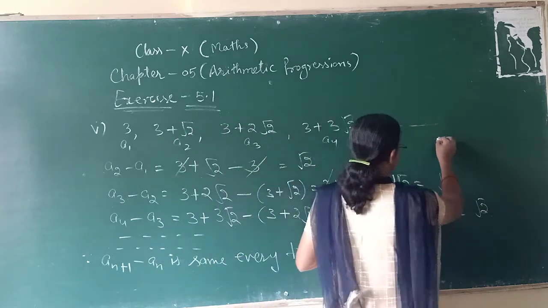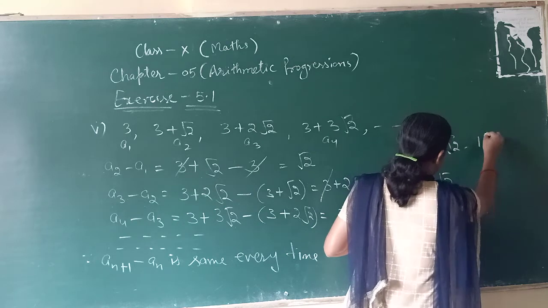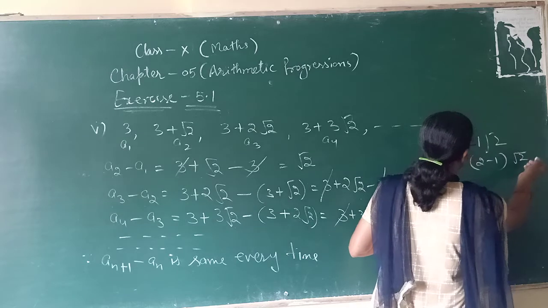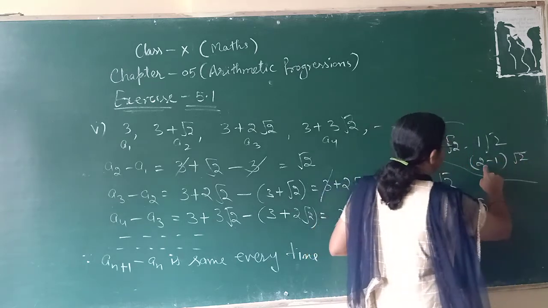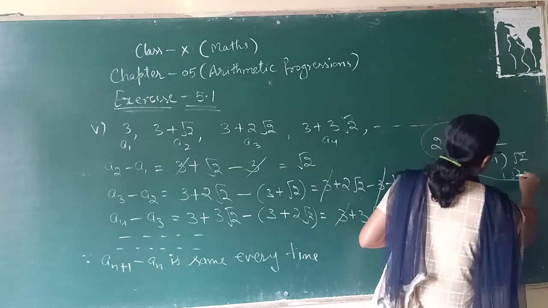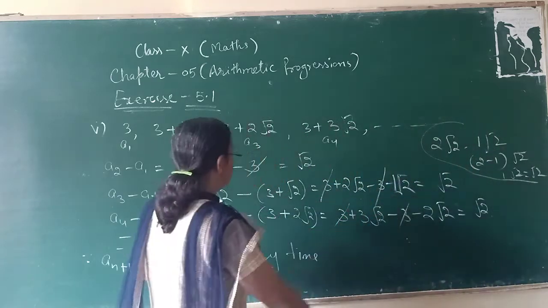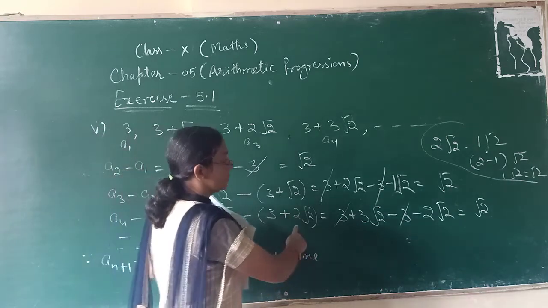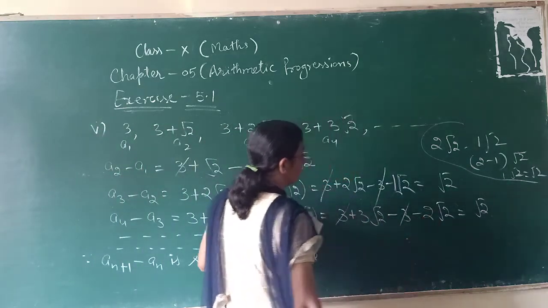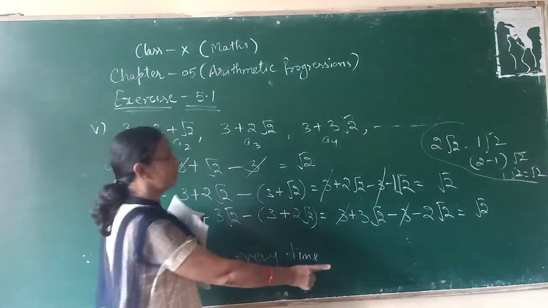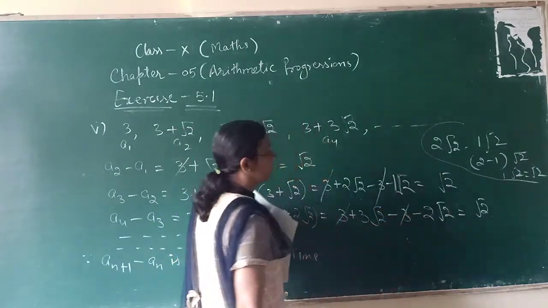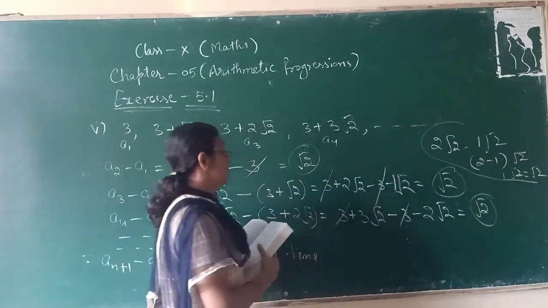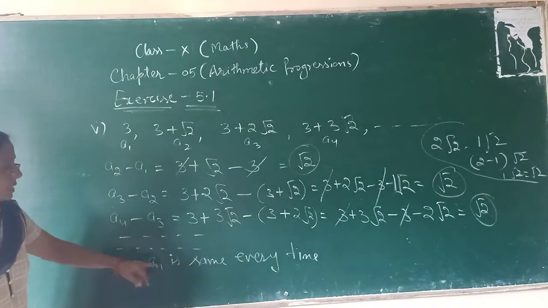This is how it comes. Once I explain, next time I will not explain this. We take root 2 common, and this 2 minus 1 becomes 1, so we get root 2. That is how a3 minus a2 gives root 2. Then a4 minus a3: again minus 3 plus, open the bracket, minus 3 minus 2 root 2. The 3 cancels again, and then 3 minus 2 gives 1 root 2. So see here also root 2, root 2, root 2. So we got here that a(n+1) minus a(n) is the same every time.